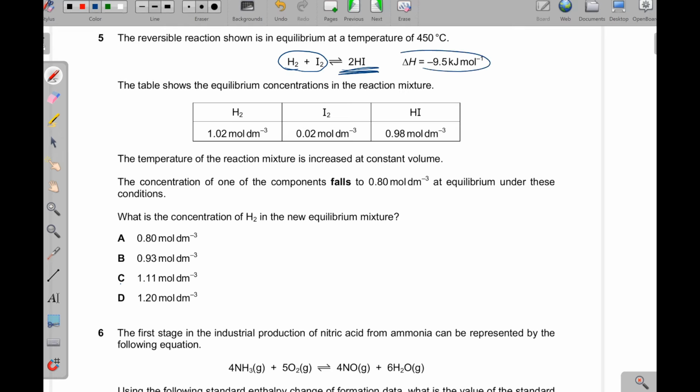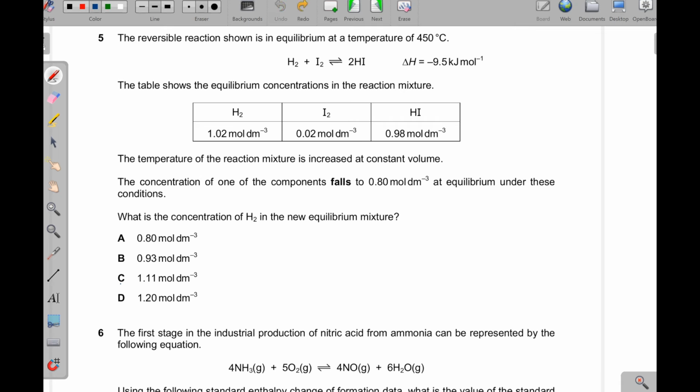It is an exothermic reaction. The enthalpy of reaction is -9.5 kilojoules per mole. The table shows the equilibrium concentrations in the reaction mixture. These are the ones here. Then the temperature of the reaction is increased at constant volume.